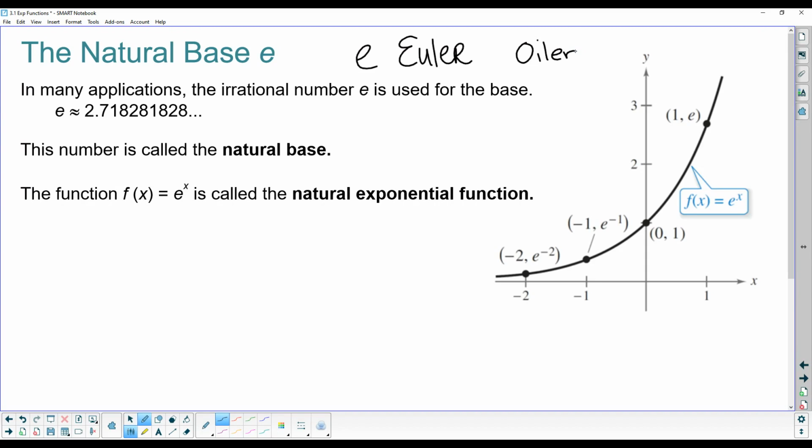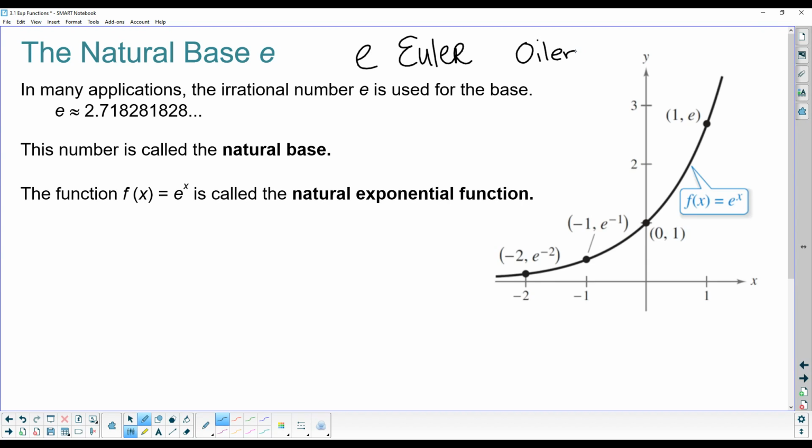So it's called the natural base. So this is called a natural exponential function. You can graph it the same way that you graph regular exponential functions. Decide where your asymptote is, plug in a couple of points, sketch it. You don't need to do anything fancy for this.